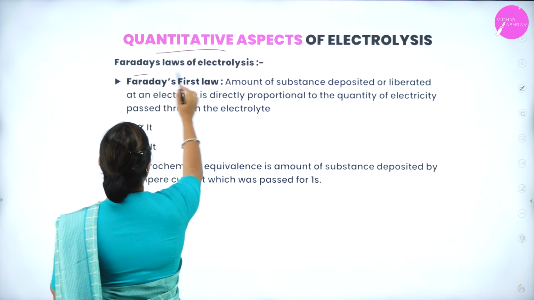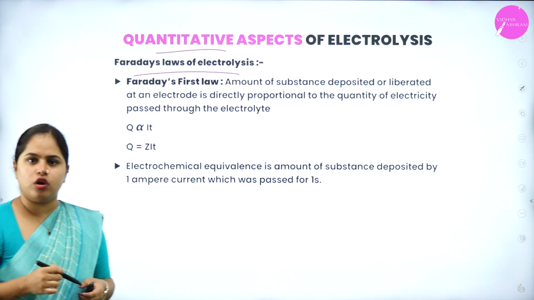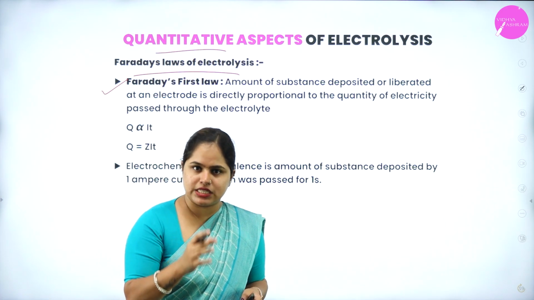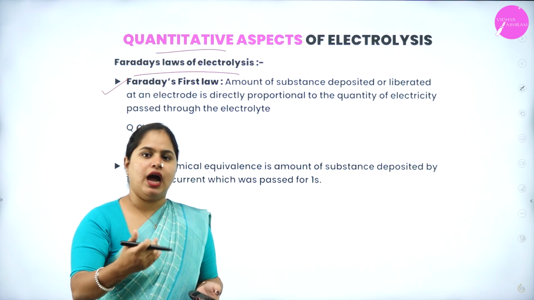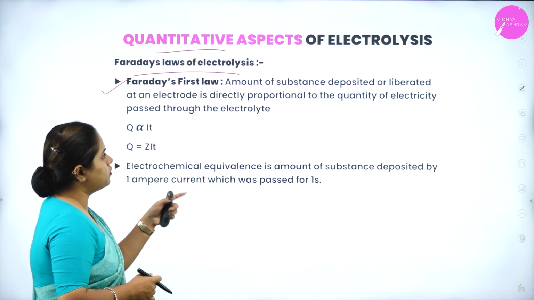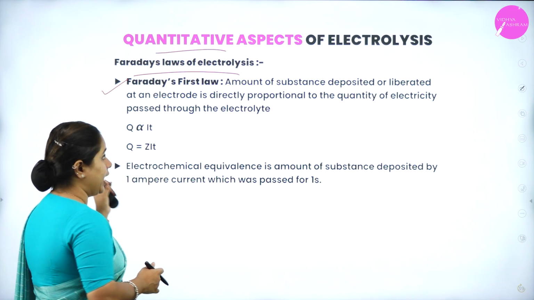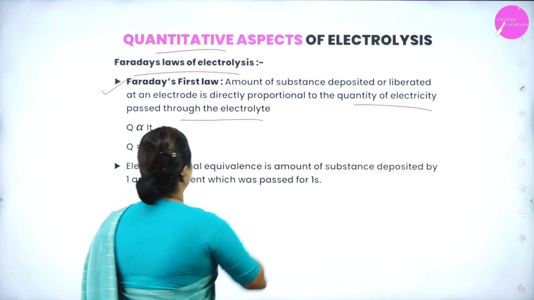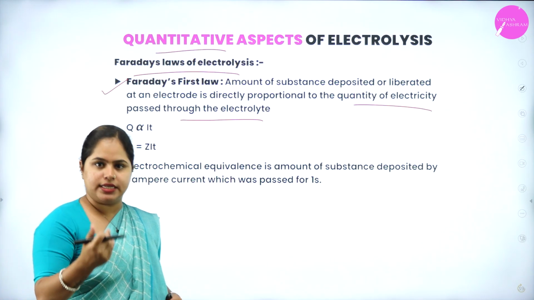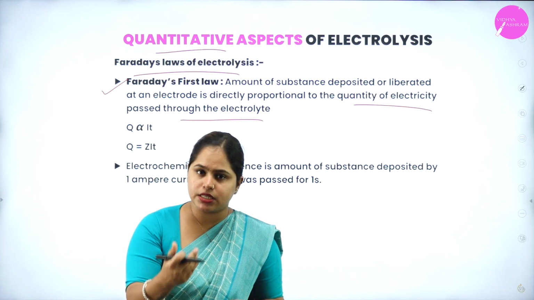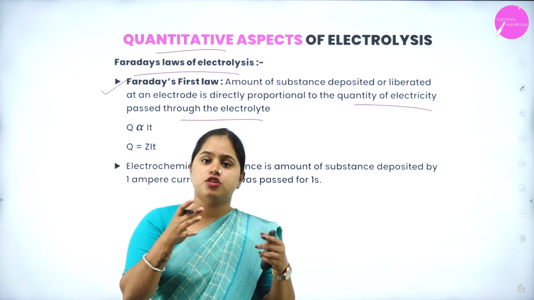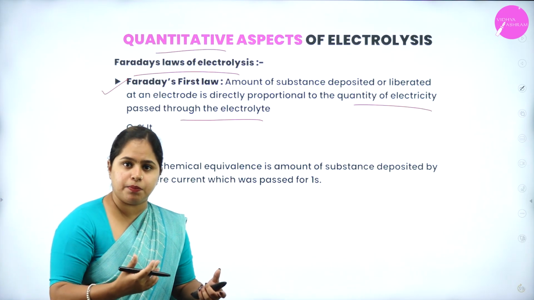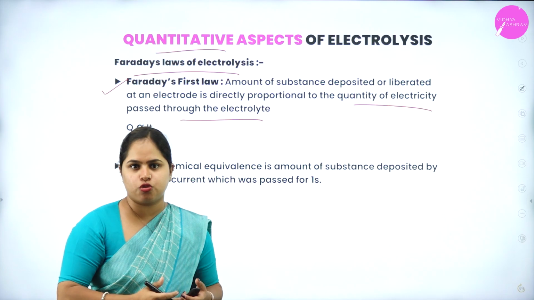So these laws are called Faraday's laws of electrolysis. There are two laws that we have to study. The first one is Faraday's first law. Here what is important is to remember the statement and the equation also. The amount of substance deposited or liberated at an electrode is directly proportional to the quantity of electricity passed through the electrolyte. It means that in electrolysis, some substance gets deposited or some gases will be evolved, and the amount of substance getting deposited completely depends upon how much electricity is passed through the electrolyte.